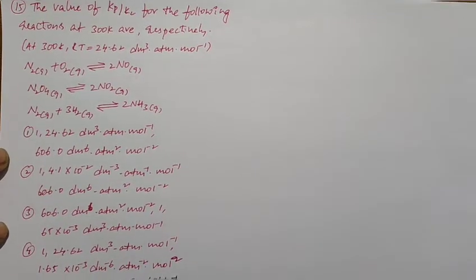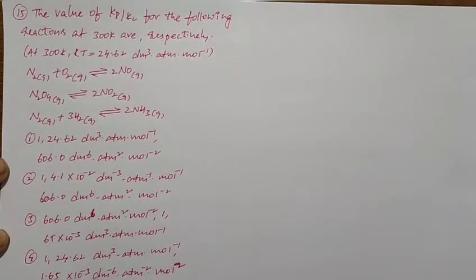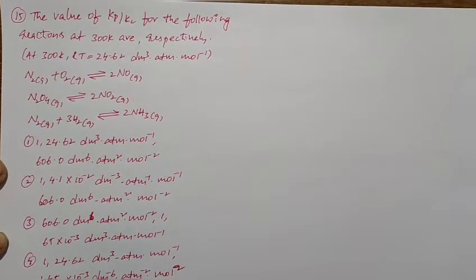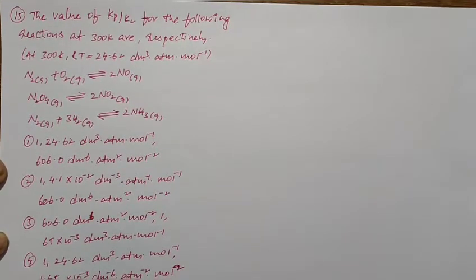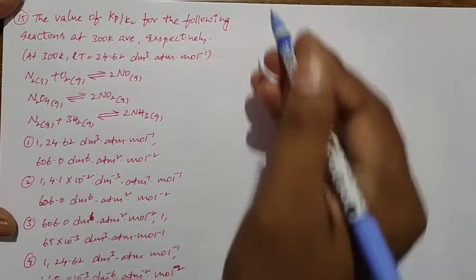This question was given in the 10th January 2019 shift 1 paper. The values of Kp by Kc for the following reactions at 300 kelvin are respectively: N2 plus O2 gives rise to 2NO, N2O4 gives rise to 2NO2, N2 plus 3H2 gives rise to 2NH3. They are asking about the ratio between Kp and Kc for the given reactions. So we will see one by one.